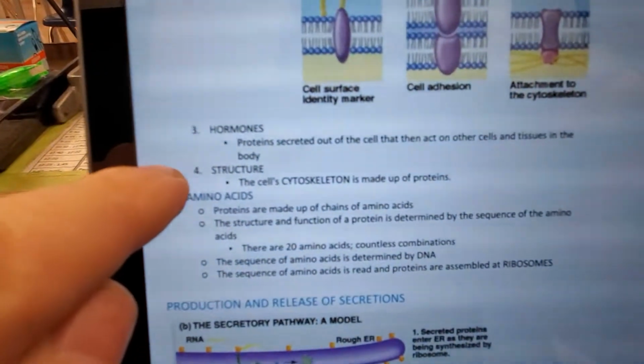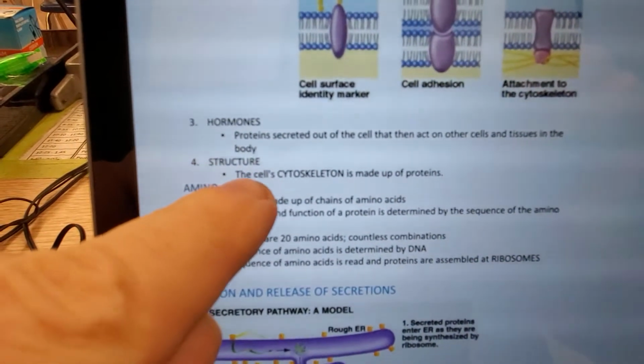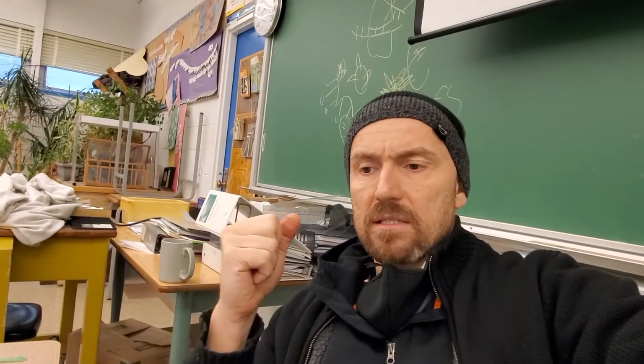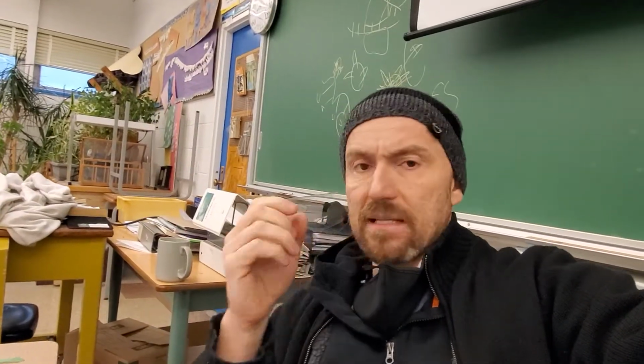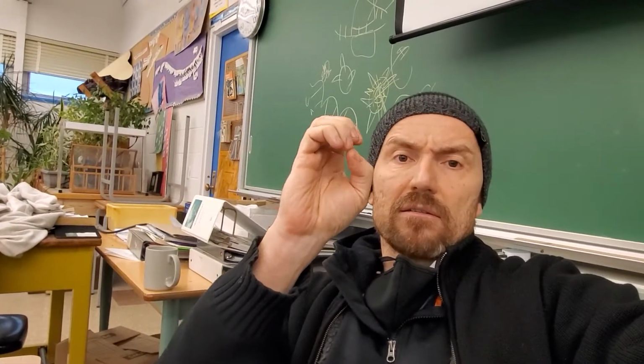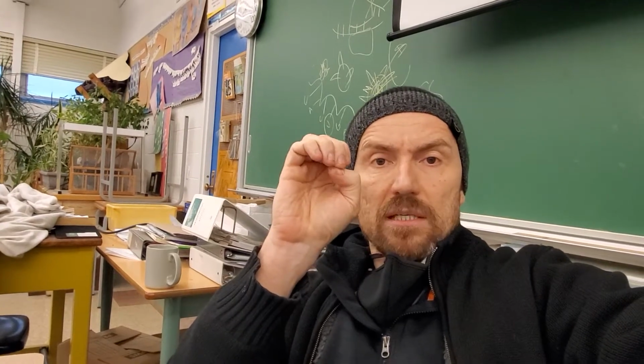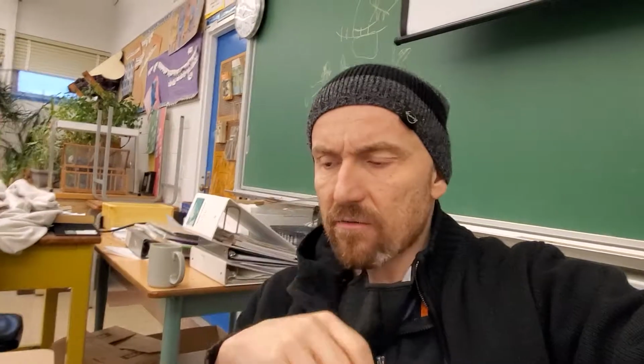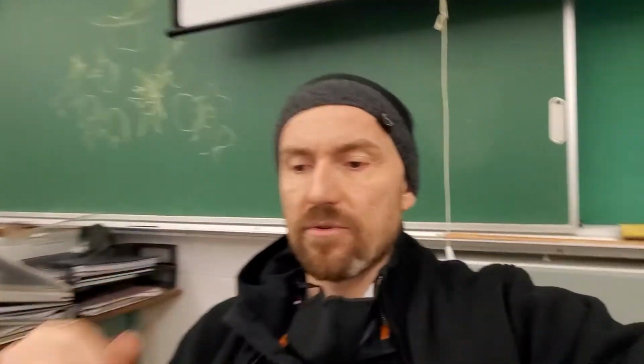And there are proteins that make up structure. The cell's cytoskeleton, remember we talked about the cytoskeleton, which holds the cell together, is sort of like the scaffolding inside the cell. Well, that's made out of proteins. Other structures they make, like fingernails, are made out of a kind of protein. The connective tissue in between your muscles is made out of protein. So they're also used for structure.